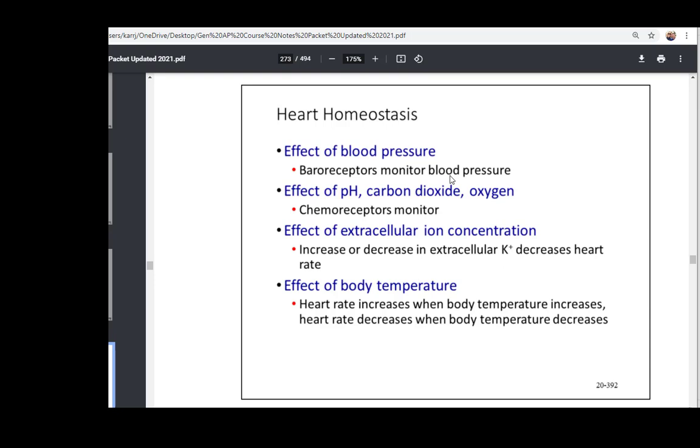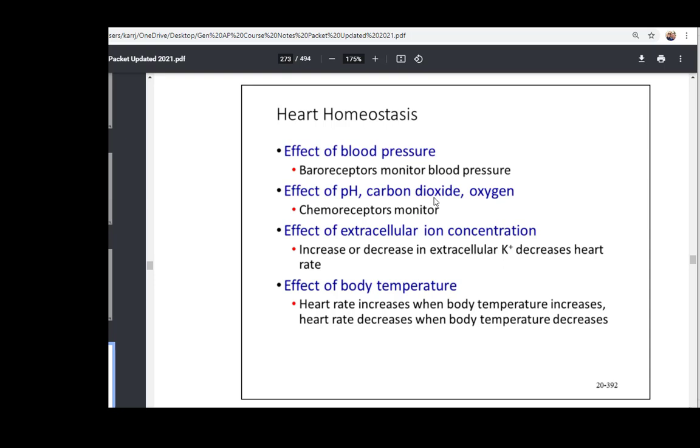pH, carbon dioxide, and oxygen. If carbon dioxide levels are increasing, oxygen is decreasing, or pH is decreasing, we have chemoreceptors primarily in the medulla oblongata that are measuring the amount of these substances. If carbon dioxide is too high or oxygen is too low or pH is too low, the heart will beat faster to try to correct the issues.